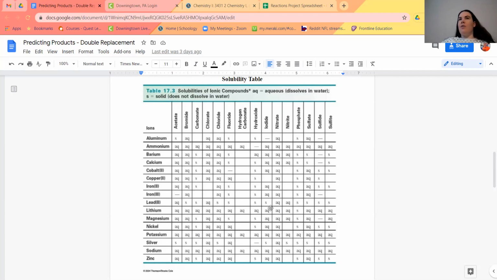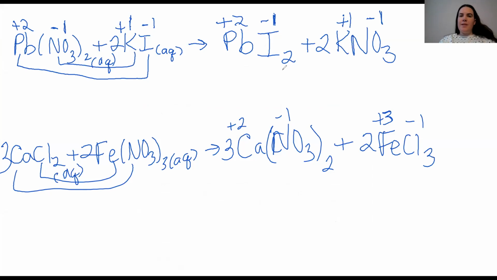This one would get cloudy. And lead-2 iodide is actually a bright yellow compound. It used to be used in paint. And our other product, potassium nitrate, would be aqueous. So I'll have to switch back again. We can fill in here. This one we said was a solid, that's our precipitate, and this one is AQ.